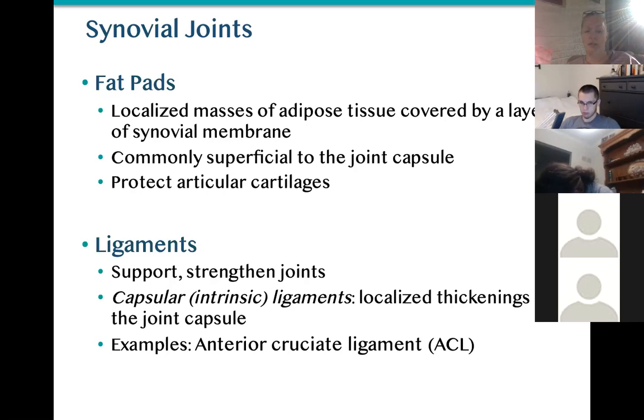Now let's talk a little bit about these capsular or intrinsic ligaments. You'll see this in places like the hip. When we get to the hip, I'll point it out. There is a ligament that runs in the hip called the ligamentum teres, and it will run from a little exposed area of the fovea that doesn't have articular cartilage on the femur, and will tether it into the acetabulum, or the socket. And that helps stop the movement of the bones around in the joint.